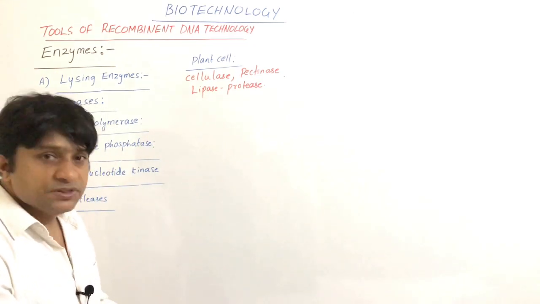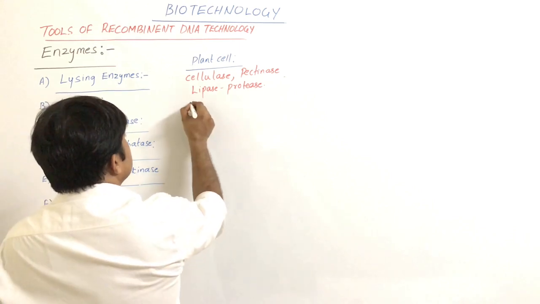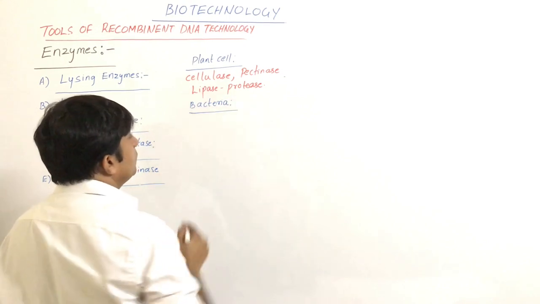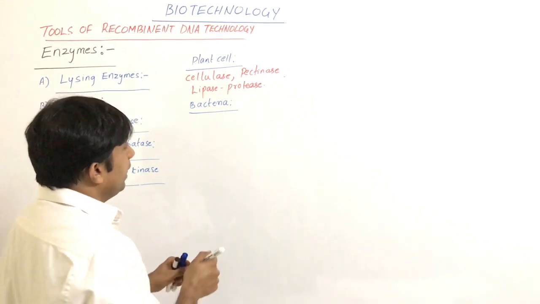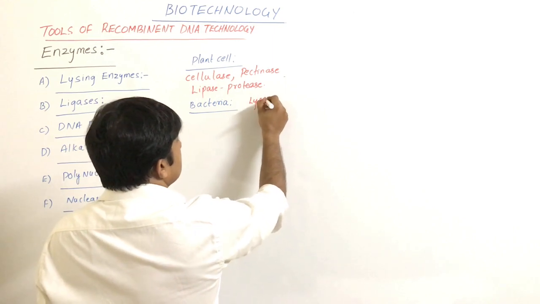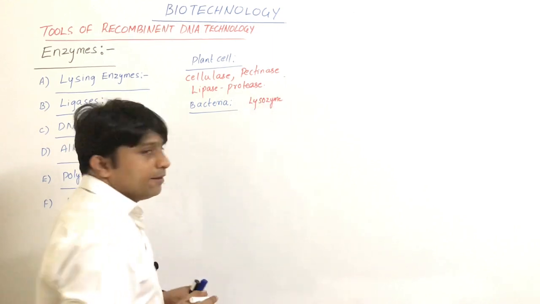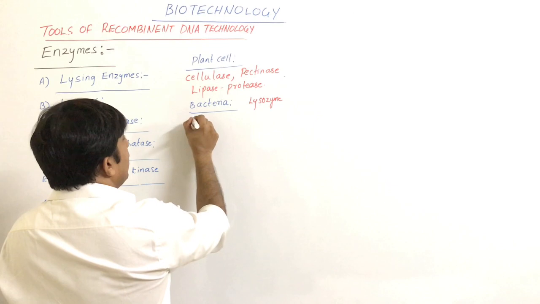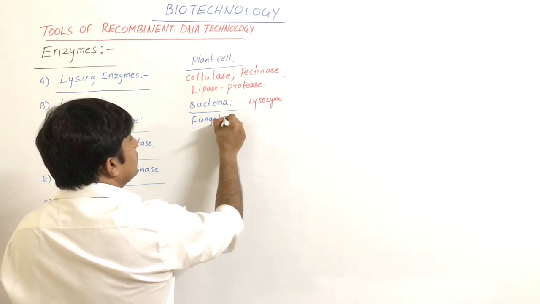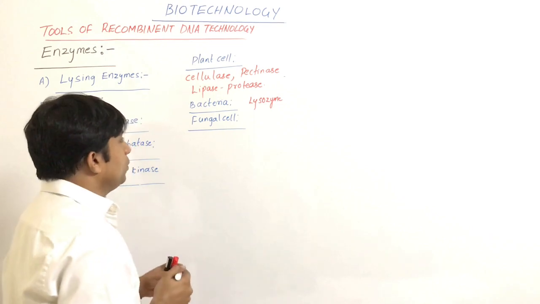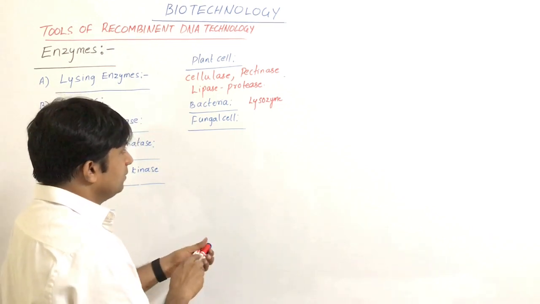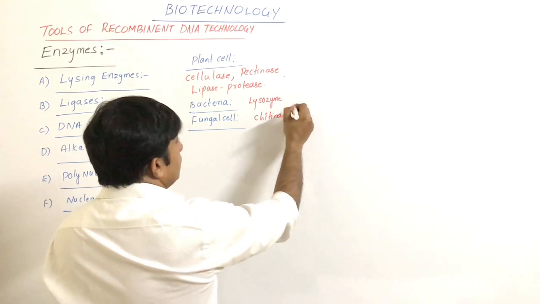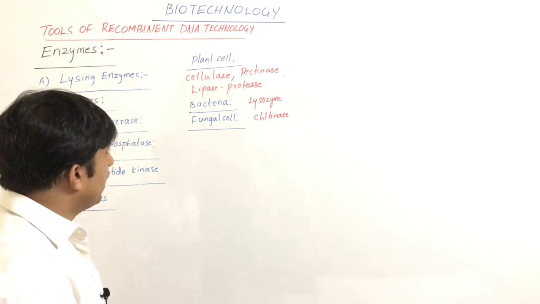If we are extracting DNA from a bacterial cell, for bacteria we use the enzyme lysozyme. If you are extracting the DNA from fungal cells, we use the enzyme chitinase. Their walls are made with chitin, so chitinase for fungal cells.